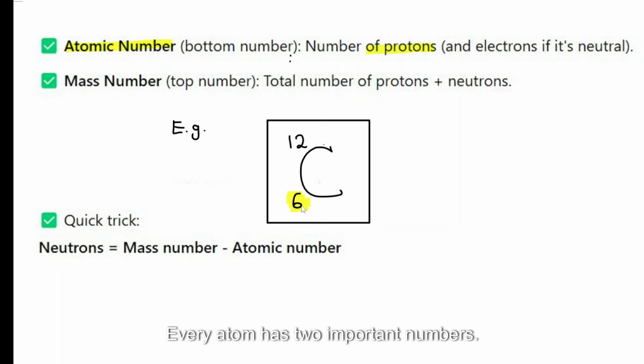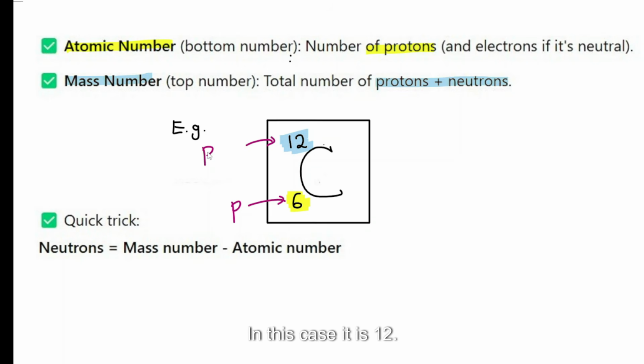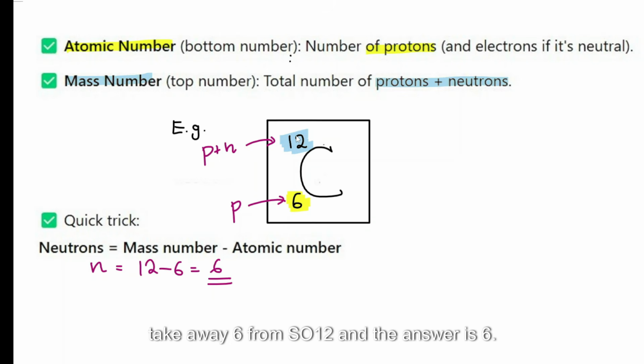Every atom has two important numbers. The atomic number is the number of protons in an atom. For example, in carbon, the number of protons is 6. Mass number is the number at the top, which is the total number of protons and neutrons. In this case, it is 12. So here it is just the number of protons, and this is the sum of protons and neutrons. So obviously, if I need to find just neutrons, take away 6 from 12, and the answer is 6.